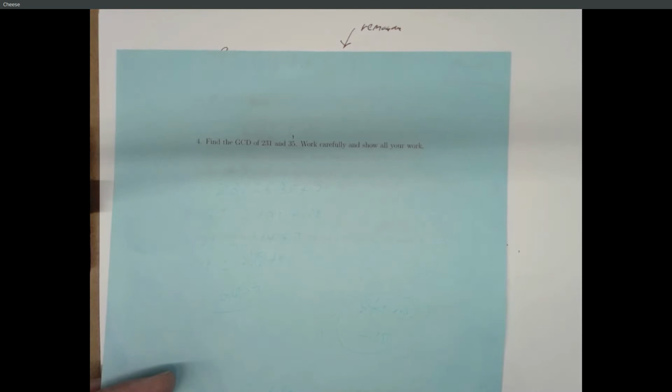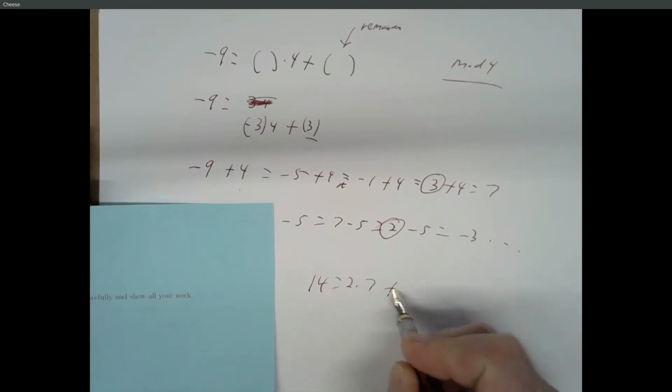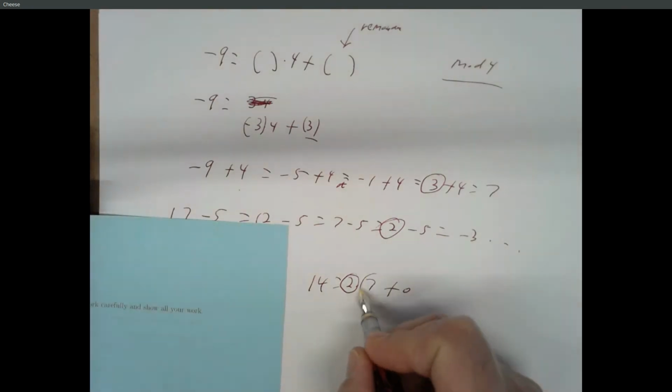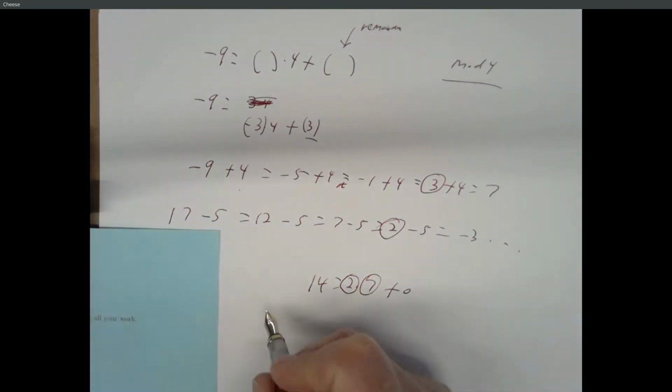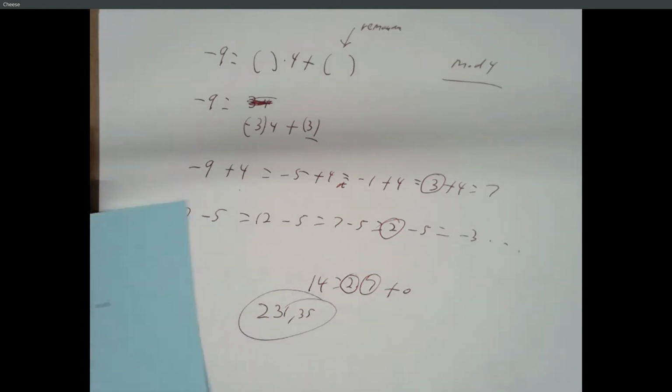A few cases where if you get down to the last step and you find 14 equals 2 times 7 plus 0, a few people grabbed the 2 and said that must be the GCD. Okay, so you always want the remainder from the previous step. But the other thing is you're looking for the GCD of 231 and 35. Once you get an answer, make sure that it is a factor of both of these. That's your first check. And then try to make sure it's the greatest such factor.